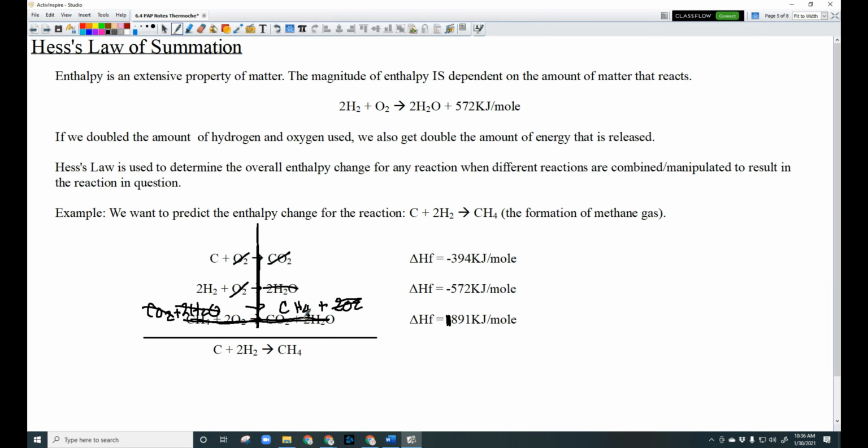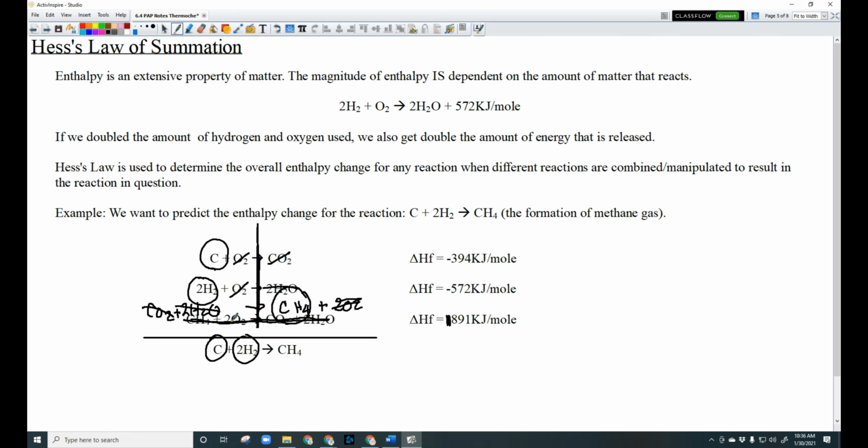Okay, so we have CH4 here, and that's the only thing that I have left on the product side that I haven't canceled out, so that's good. So when you get one side to equal out, the other side should equal out. So let's look. I haven't canceled a carbon here, so that leaves this carbon here. Two H2s here, two H2s here. Okay, so I've canceled everything from these three reactions.